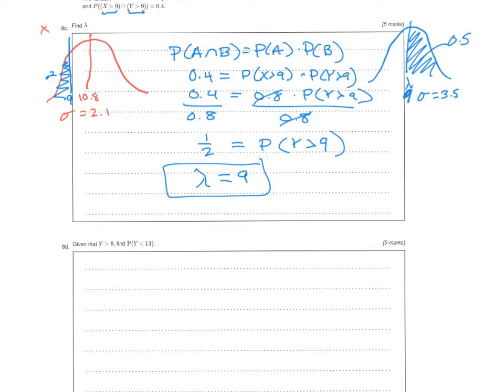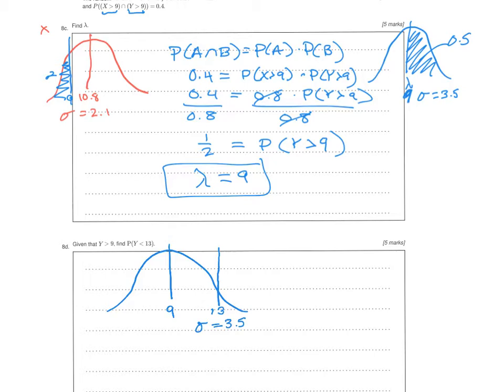Okay, the last question, let's draw out another normal curve showing what we know. We now know the mean is 9. We also know the standard deviation is 3.5. It says, given that y is greater than 9, find the probability that y is less than 13. So somewhere over here, and I don't know where, I'm just going to mark 13, we want to know basically what's the probability that it's between that 9 and 13, given that we know that it's already greater than 9.